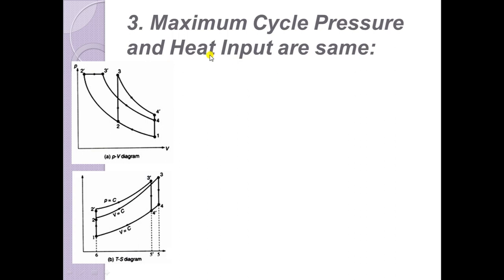So in this case heat input is same, but maximum cycle pressure remains same. So by referring the diagram here, points 1, 2, 3 and 4 dash represent the Otto cycle, and 1, 2 dash, 3 dash and 4 represent the diesel cycle. Similarly on the TS diagram also.